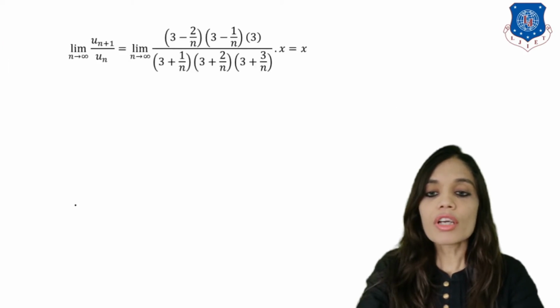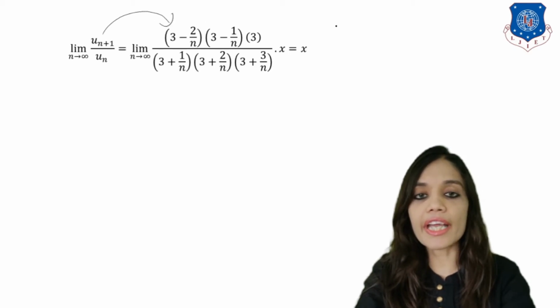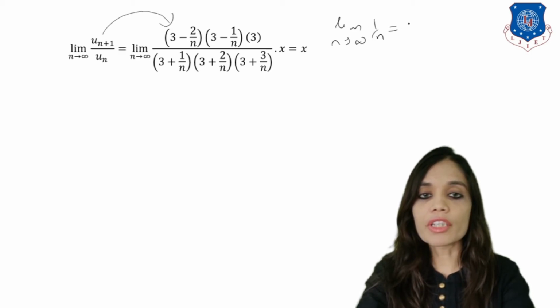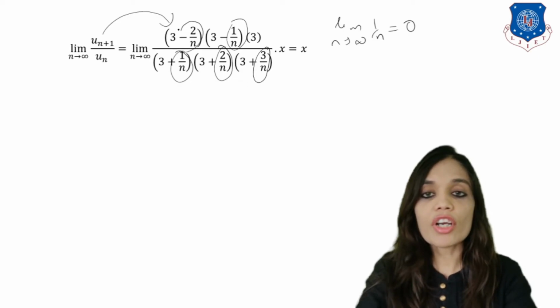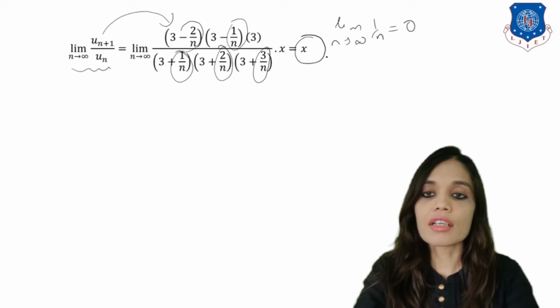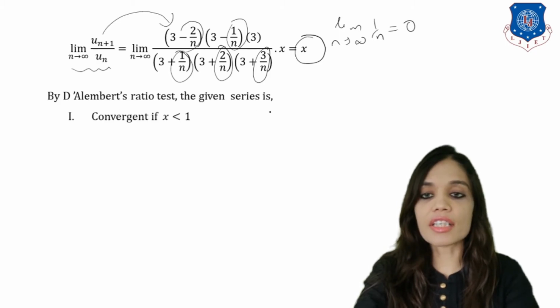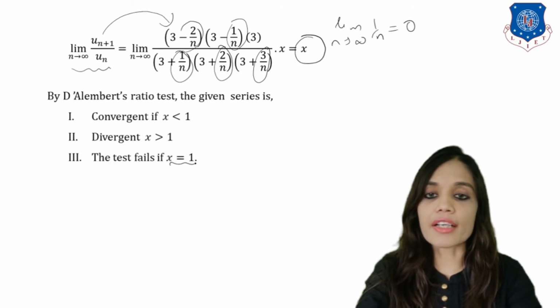And what is remaining? This term, right? Now let us find the limit as n tends to infinity of un plus 1 upon un. So we put the value of un plus 1 upon un. Now we know the limit as n tends to infinity of 1 upon n is equal to 0. So this term will go to 0, this term also will go to 0, this also will go to 0, this term will go to 0 and lastly this also will go to 0. So what will remain? 3 into 3 into 3 upon the same 3 into 3 into 3. So finally what will remain? x. So our limit is equal to x. Now by ratio test the given series is convergent if x is less than 1. Looking at the condition, right? Now divergent if x is greater than 1. And the test fails if x is equal to 1.